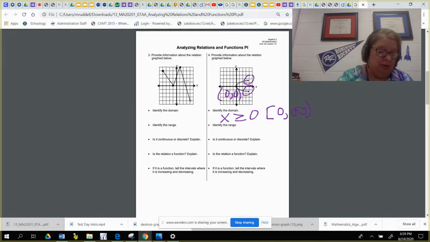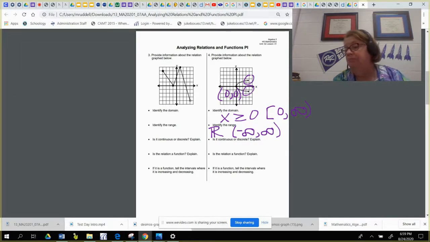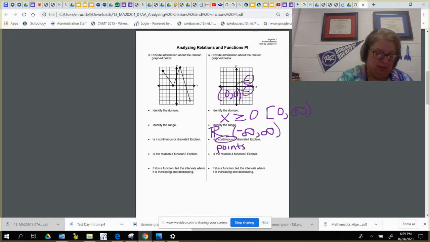Identify the range. The range, how far down does it go? Well, we've got an arrow that's pointing down. We've got an arrow that's pointing up. So the range is all real numbers, which you can write with a fancy capital R. Or you can use a parenthesis, negative infinity, to positive infinity, and close. Is it continuous or discrete? You see there are lines there. Those points are connected, so this is continuous because the points are connected. If you see a line or a smooth curve, if the points are connected, that's continuous.